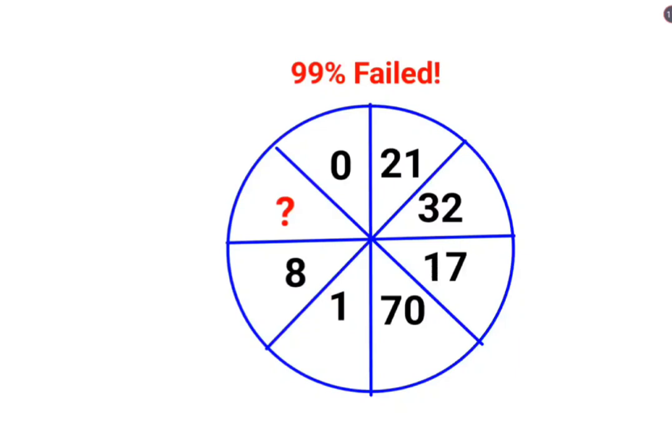Here we have 21, 32, 17, 71, 8, and then we have something which we need to find out, and after that we have a 0. So now this looks only very tricky. When you have something like this, trust me, literally 99% of the people could not do it.